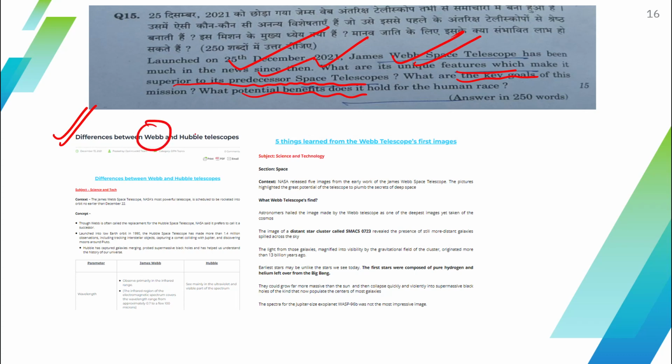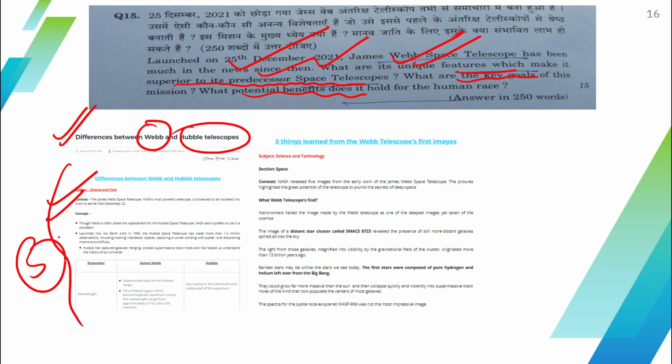Difference between Webb telescope and Hubble telescope. Directly, I have given more than 5 differences. Then what is the significance of this new James Webb Space Telescope? I have covered that also. And you must be surprised. You can go and cross check my prediction.